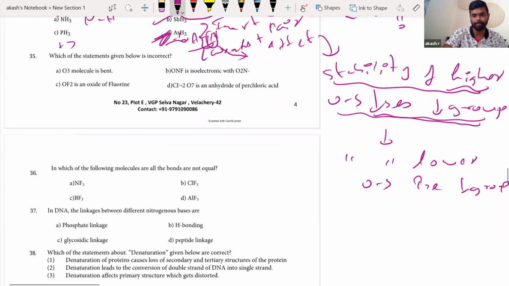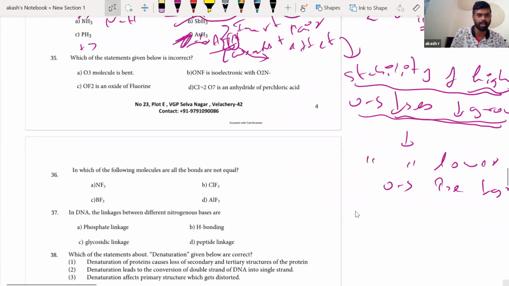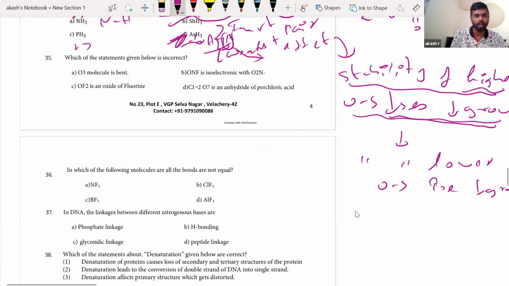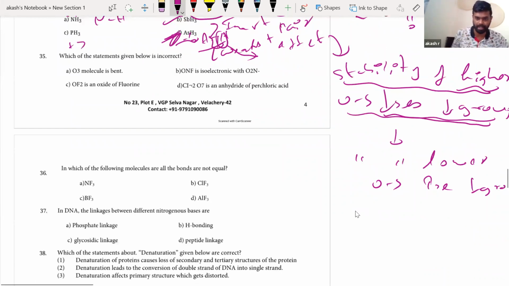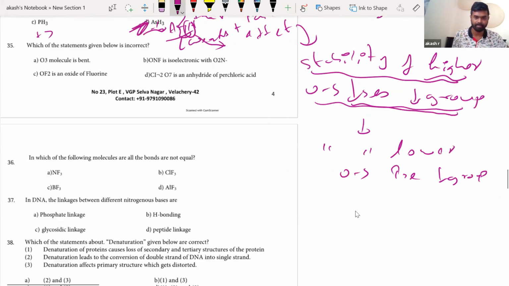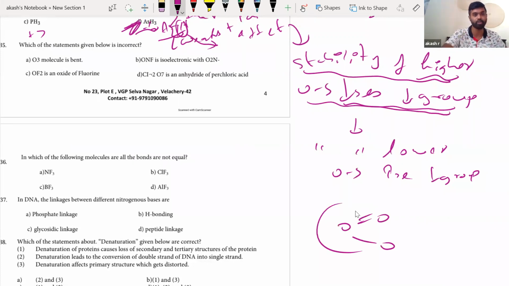Next question. What is the time, people? Okay, 15 more minutes. Which of the following below is incorrect? O3 molecule is bent. Yes, it is bent. You would have known the structure by this time, I guess. This is bent. This is how the structure of ozone is.